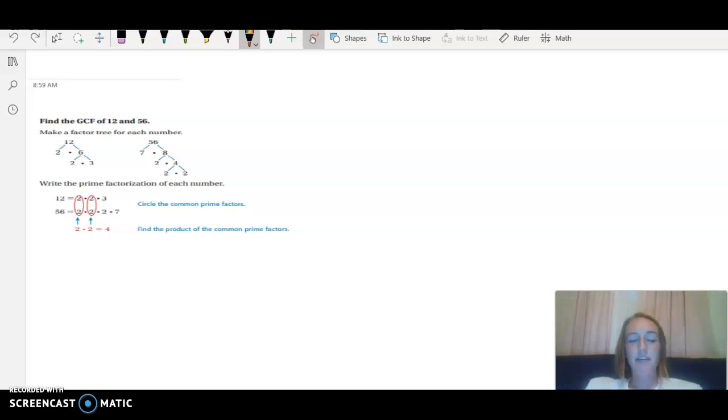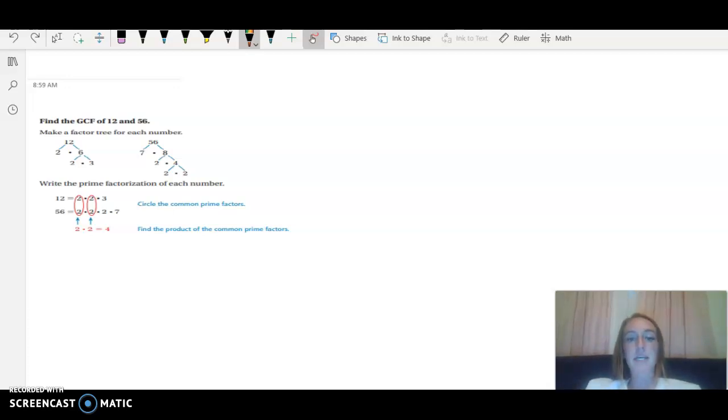Now we're going to find the greatest common factor using factor trees, using prime factorization. So before we start, we need to know the difference between a prime and a composite number. I've noticed that this is something that we get confused about and sometimes we just forget. And so this is how I want you to remember it.